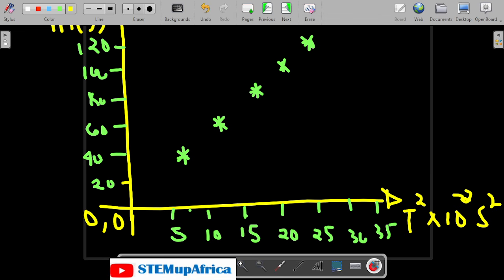So you use your ruler. It must not come like this. Sometimes all the points can go in, sometimes they will not. You rule a thick straight line like this.